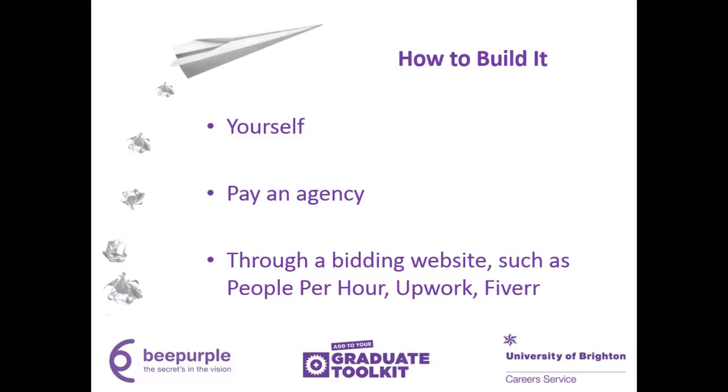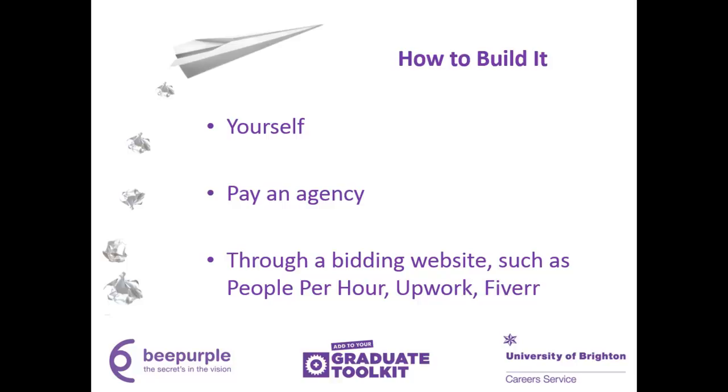So then there's the question of how do you build it? As I've covered briefly already, if you're good at coding, then you could build it yourself. If you do go to an agency, like I said, be aware, for a finished article of a good quality app, you are talking anywhere between £10,000 and £20,000. And an alternative to that is what I've called here a bidding website. Not sure that's the best description, but it's what I've come up with at the moment.